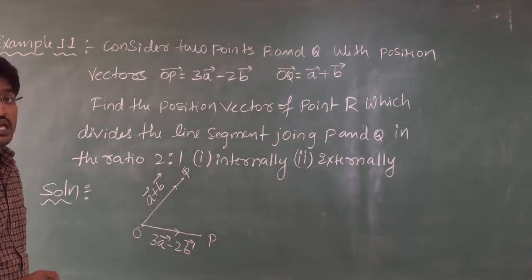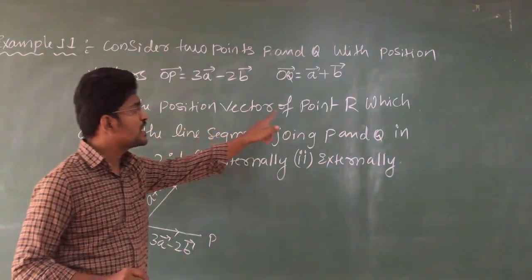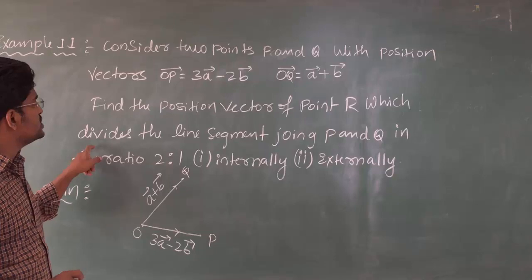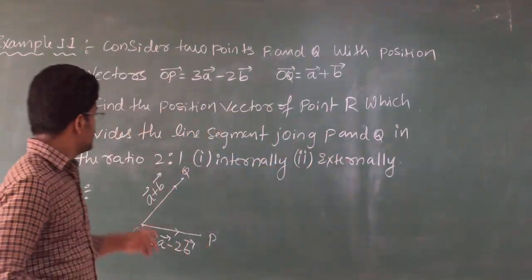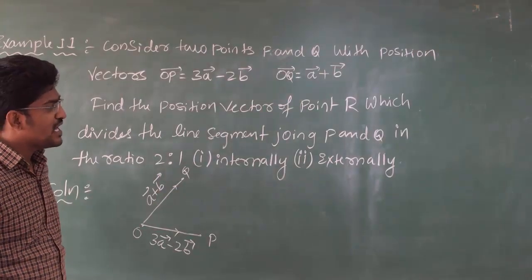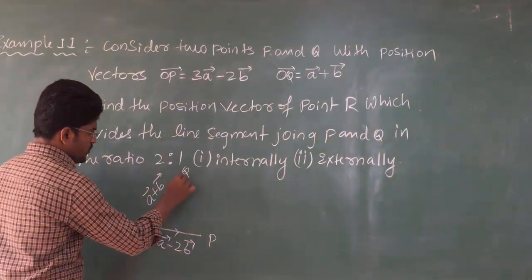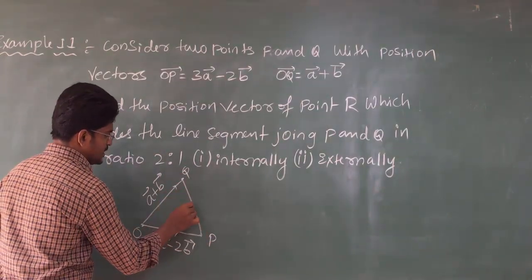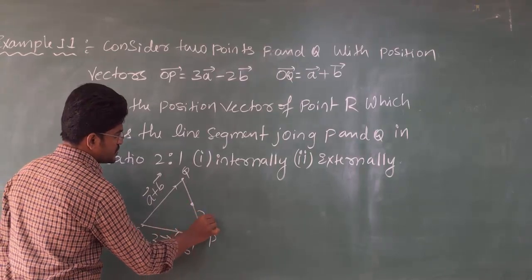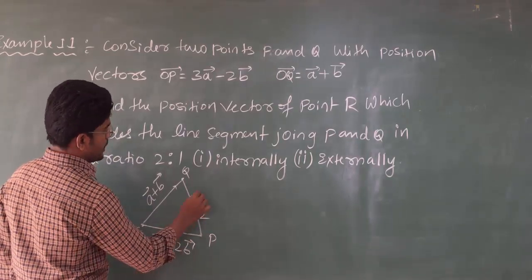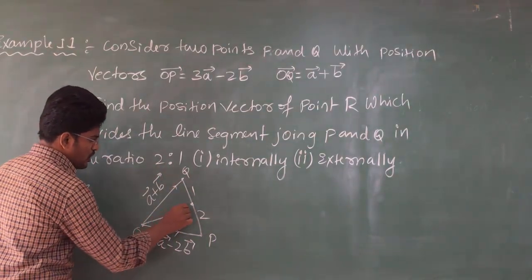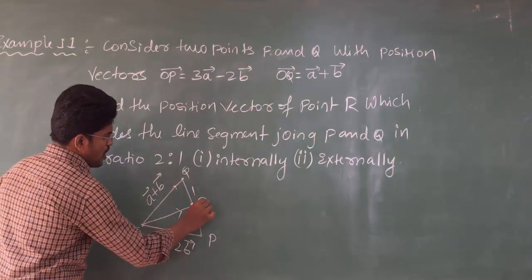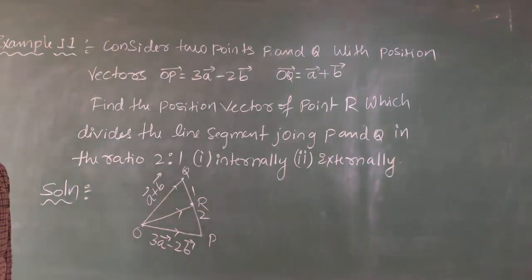So now they are asking, find the position vector of point R which divides the line segment joining P and Q in the ratio 2:1 internally and externally. So first let us solve internally. The ratio is 2:1. Now you have to solve for vector OR.